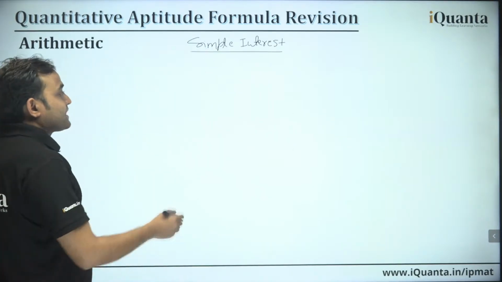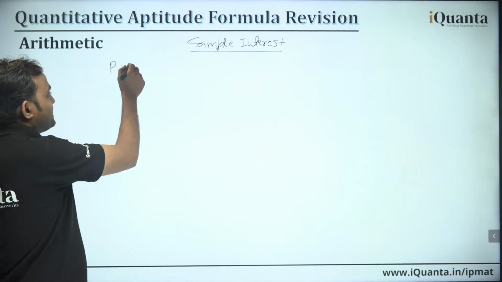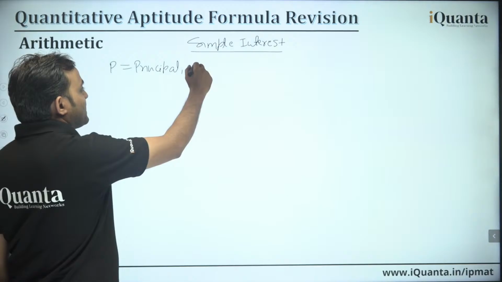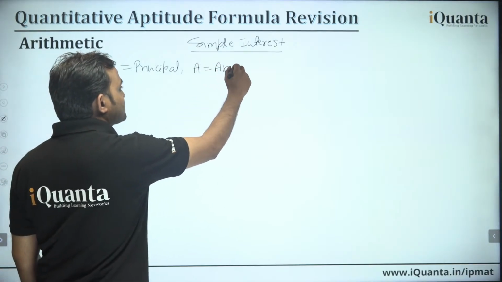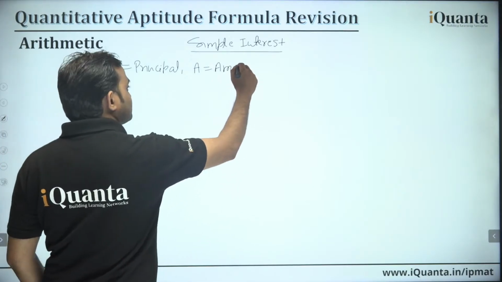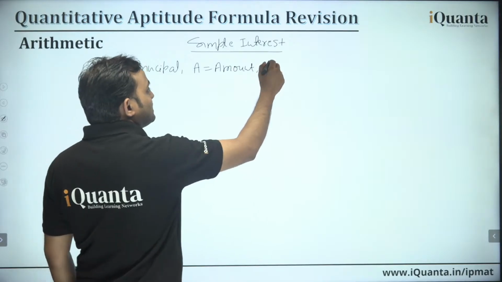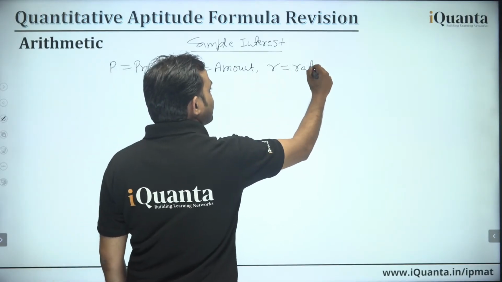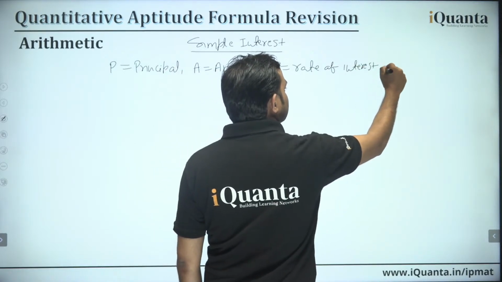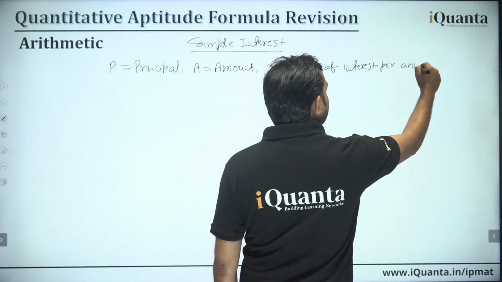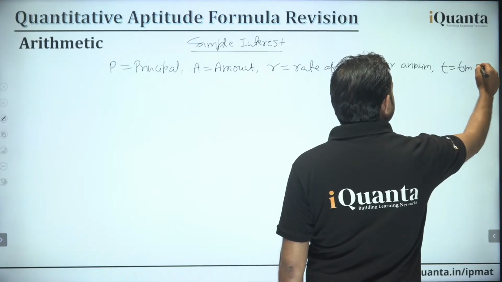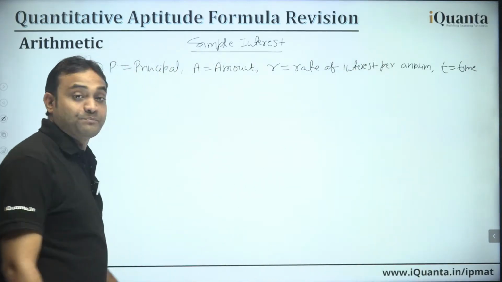Okay, now in case of simple interest we can say P is the principal, A is the final amount, R is the rate of interest per annum, and T is time. Then how do we calculate simple interest?